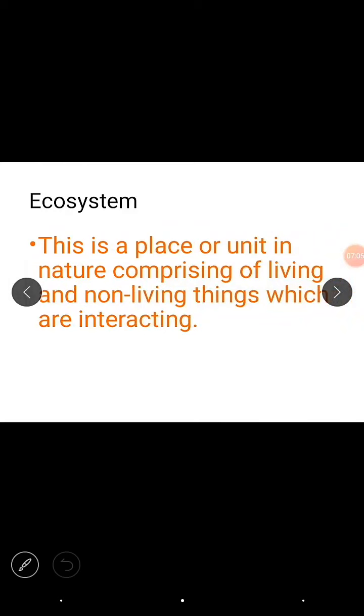And then you have ecosystem. When you talk about ecosystem, it's a place or unit in nature comprising living and non-living things which are interacting, okay. So when you talk about ecosystem, both living, which is the biotic factor, and non-living, which is the abiotic factor, they interact together. The point where you find them interacting together is what you refer to as an ecosystem, like a working system, okay.